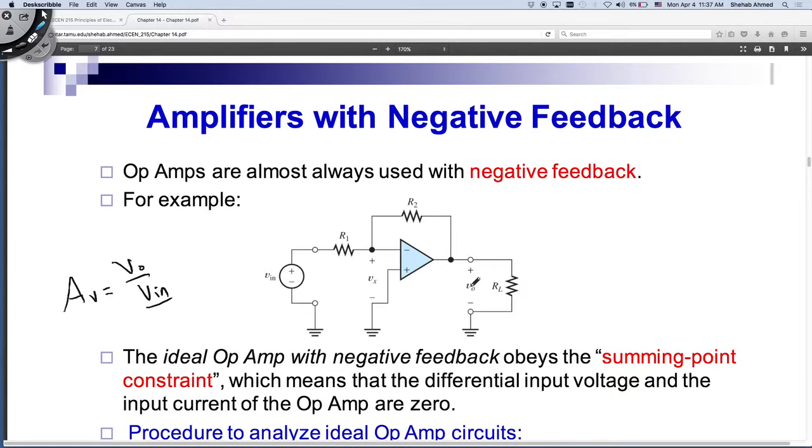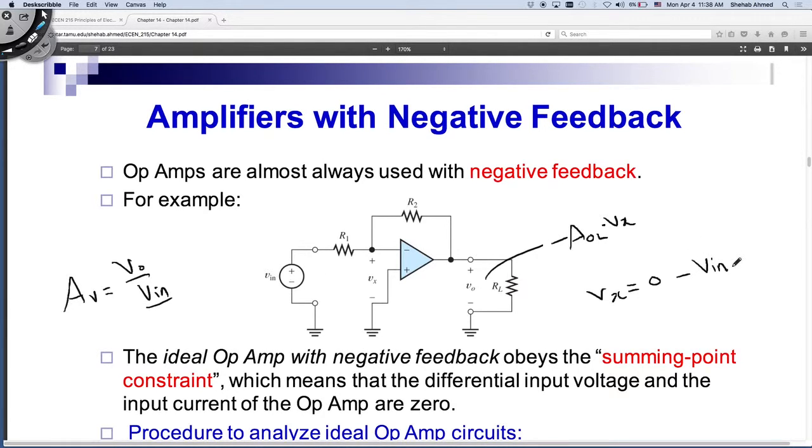I would like to take my output voltage, which is now a negative number. Remember, the output here is minus A open loop times Vx. This was a negative number. I'm taking part of this negative number and feeding it back to my input. The differential input here, Vx, was equal to 0 minus V input.